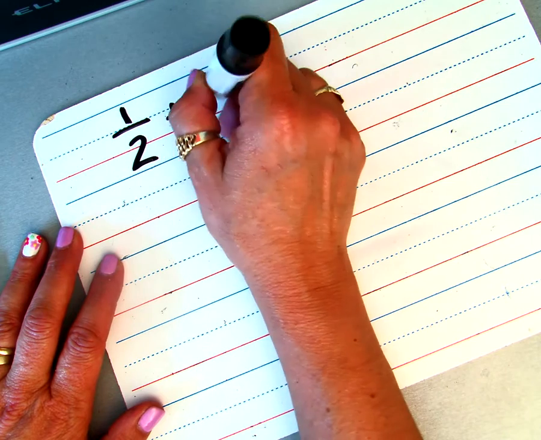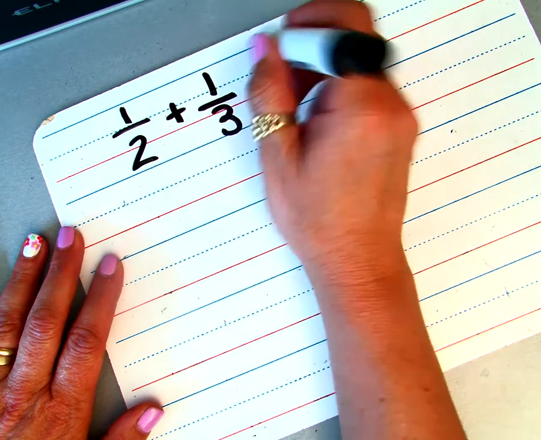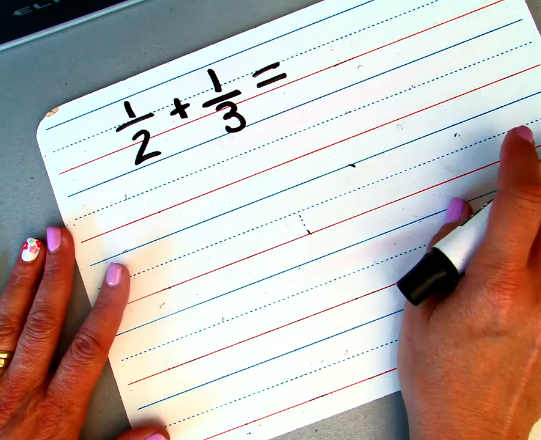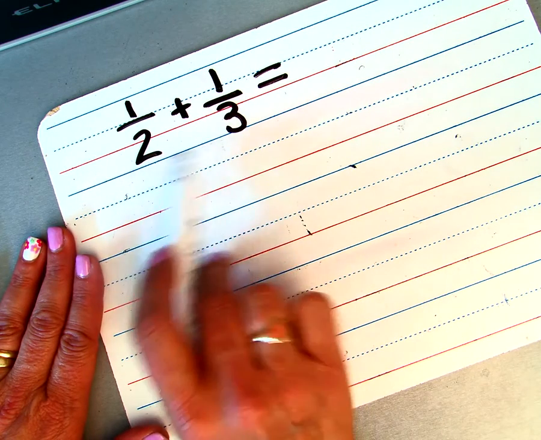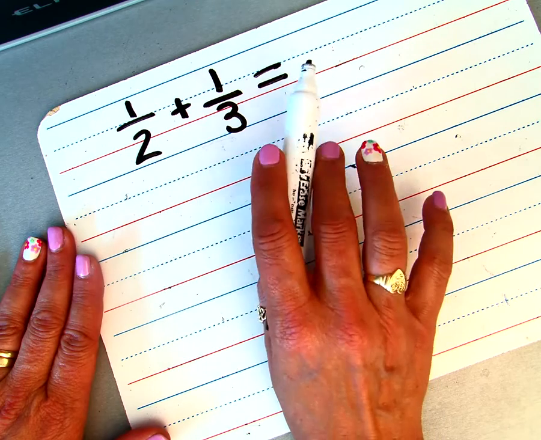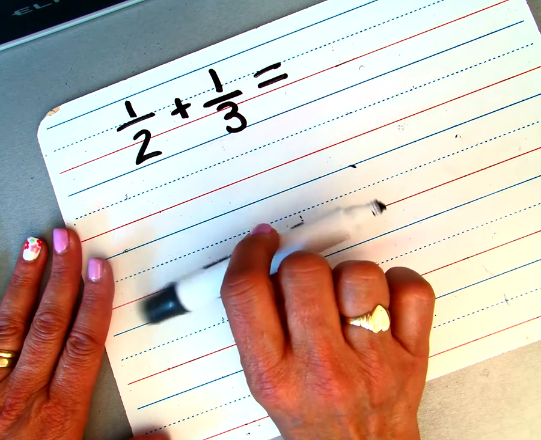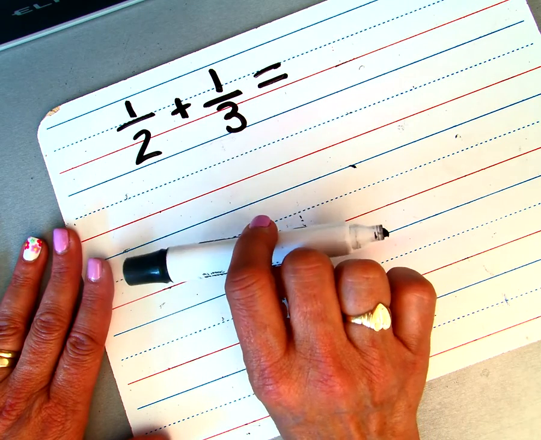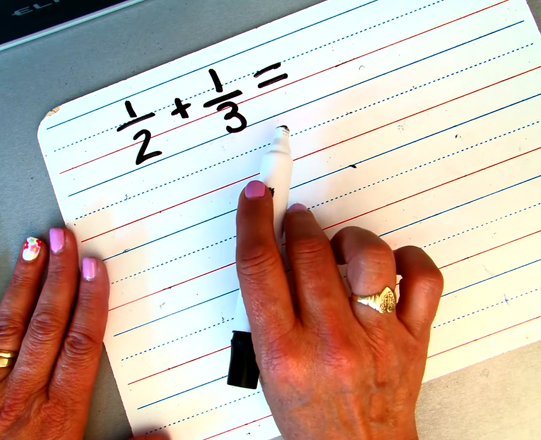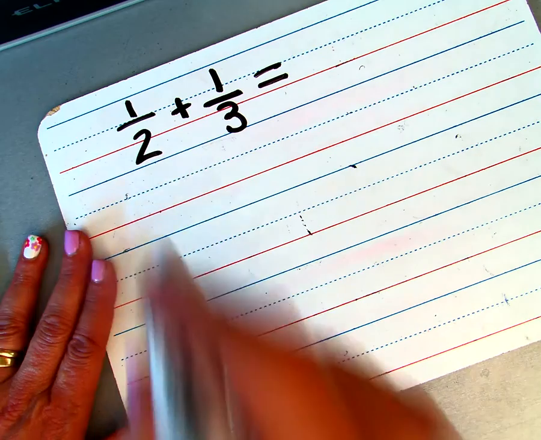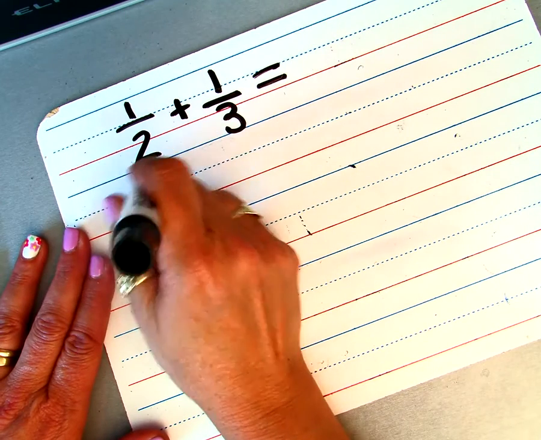1/2 plus 1/3 equals. Right now, we have different denominators. You cannot add the denominators. We need to make the denominators equivalent. Equivalent fractions, equivalent denominators. I'm going to show you the trick with the rectangular model first.